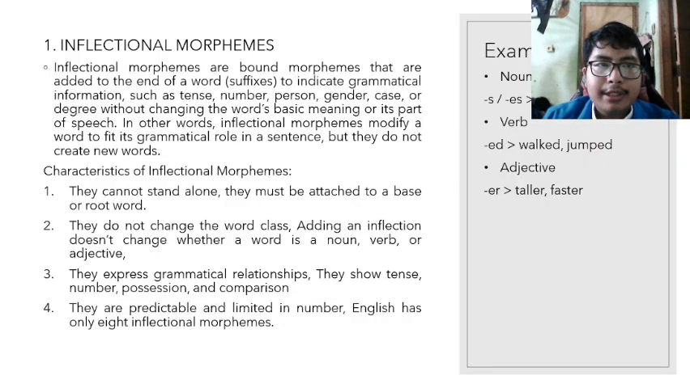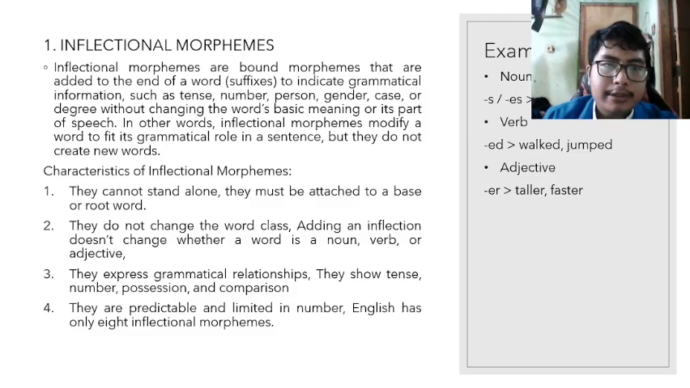Inflectional morphemes. Inflectional morphemes are bound morphemes that are added to the end of the word, usually called suffixes, to indicate grammatical information such as number, person, gender, case, or degree, without changing the word's basic meaning or its part of speech. In other words, inflectional morphemes modify a word to fit its grammatical role in the sentence, but they do not create a new word.